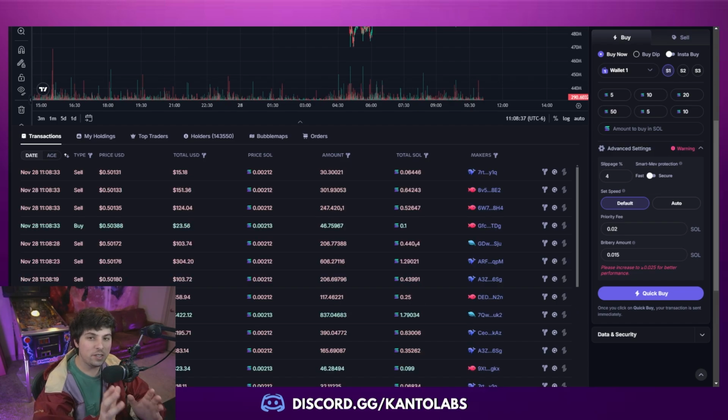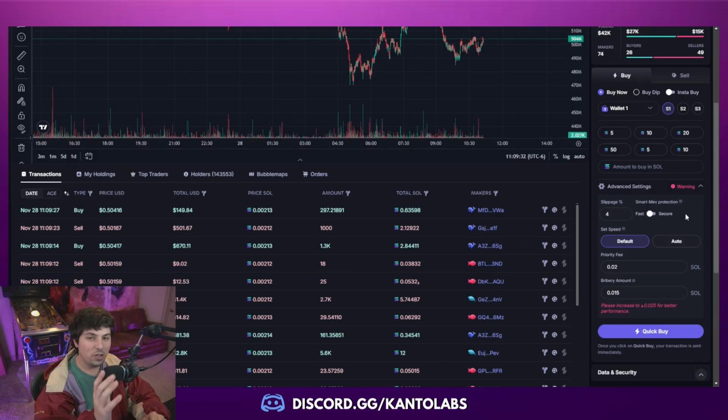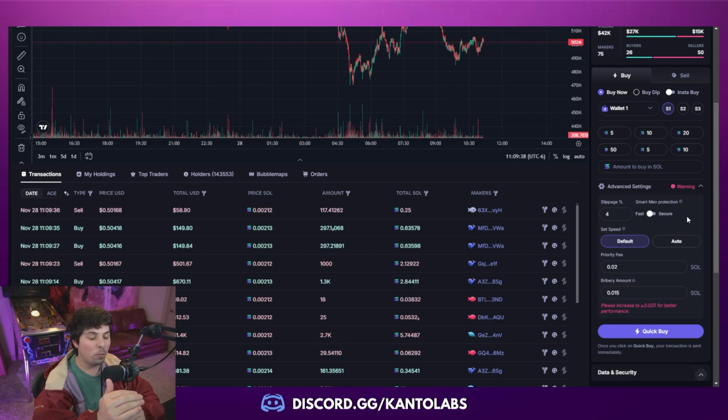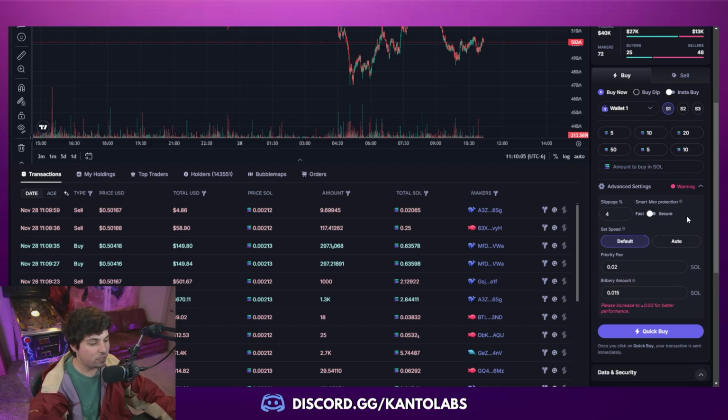So slippage is the difference between the expected price of a trade and the price at which the trade actually goes through. So let's say that I have my slippage set to 4. That means that the transaction will only go through within a 4% variance of when I wanted that transaction to go through, when I click the button. Slippage is something that mainly matters with high volume tokens, and so we are going to go over that. But first, I'm just going to walk through what all of these mean, and then I'm going to give different scenarios. So the next thing is smart Mev Protection.